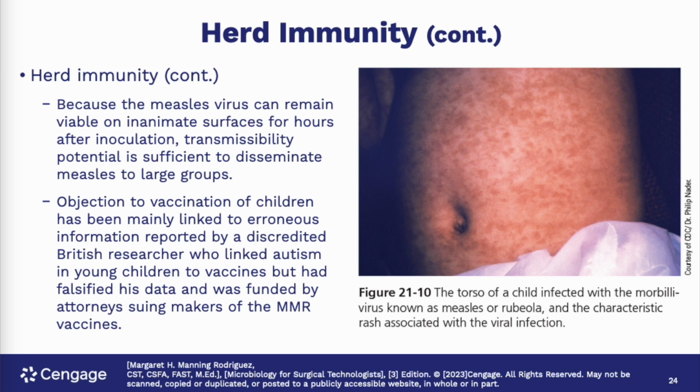Diving in deeper with measles. The measles virus can survive on surfaces for hours, making it highly contagious and able to spread quickly in groups. Objections to vaccination, especially in children, stemmed from a discredited study by a British researcher who falsely claimed that vaccines were linked to autism.